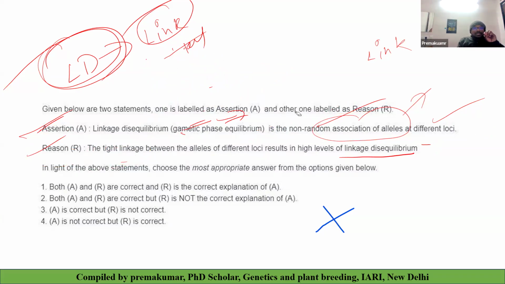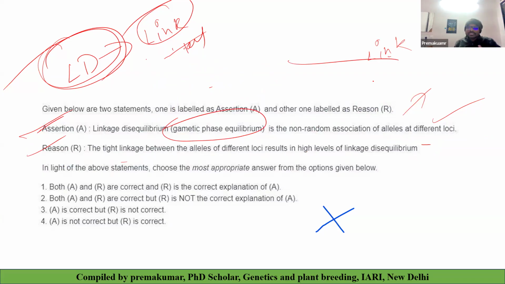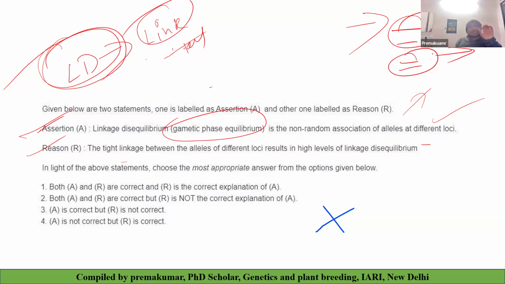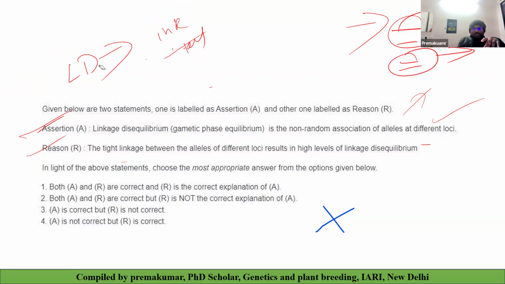Understood? See, with a simple definition, how many types of questions can we frame. That's why whenever I ask the definition, I always force you to tell the exact terms. If you know the exact terms of the definition, you're not going to get confused if the question is asked in any number of ways. Understood? Yes, sir.